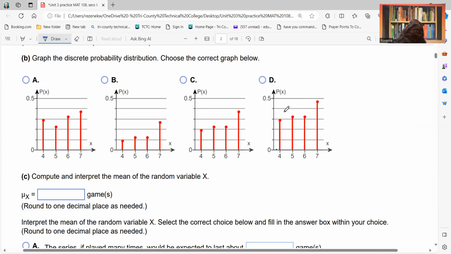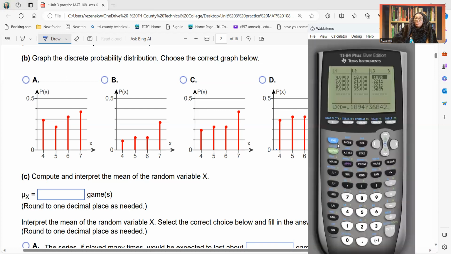No. This is a probability distribution. It has to be bars, lines, a line graph. I mean, just straight lines. Okay, so we know that. You can just do that. And then the next question is find the mean. To find the mean, you go back and do your one variable stats of L1 and L2.